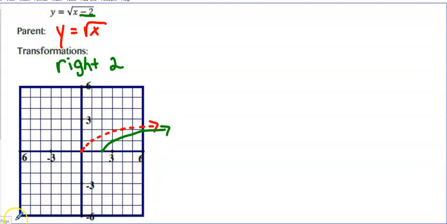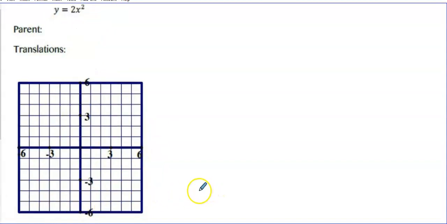Okay. All right. Moving on. This is y equals 2x squared. Parent function is your y equals x squared. Okay, so this is another quadratic. It's another parabola. I'm going to pause this and draw the parent function. Okay, so here's my sloppy parent function, sorry. So let's look at the 2x squared.